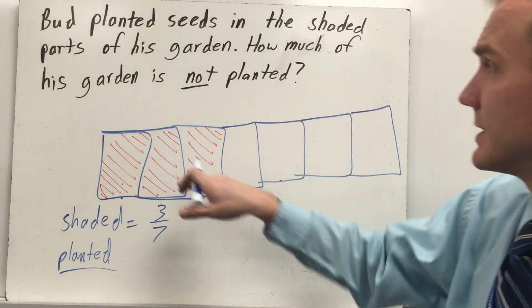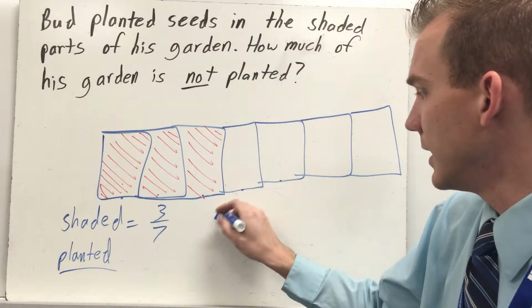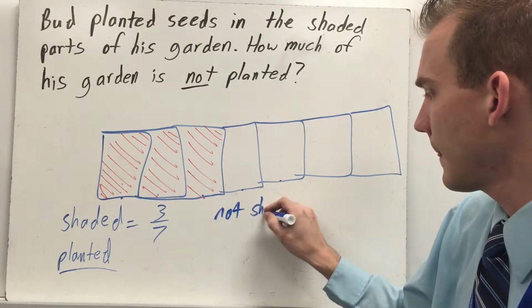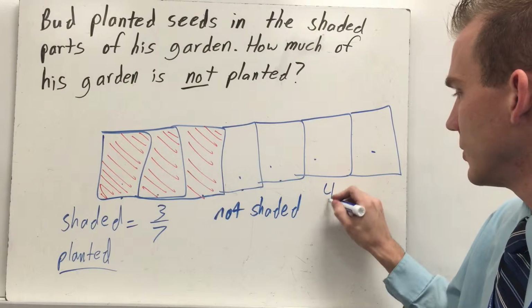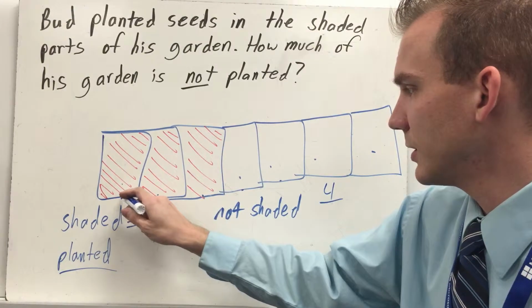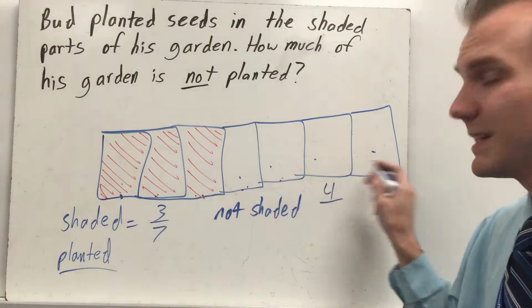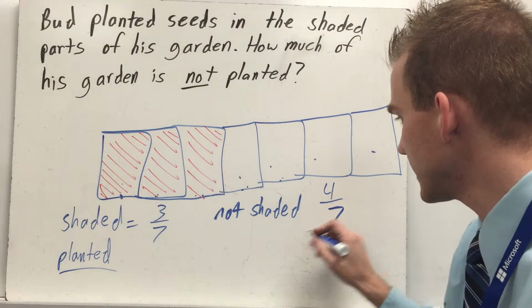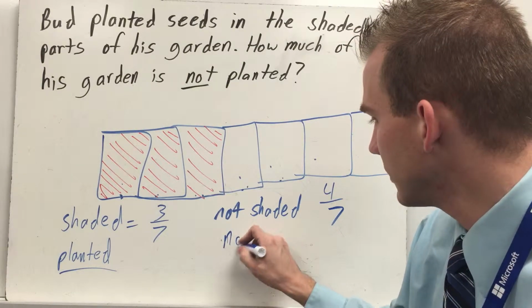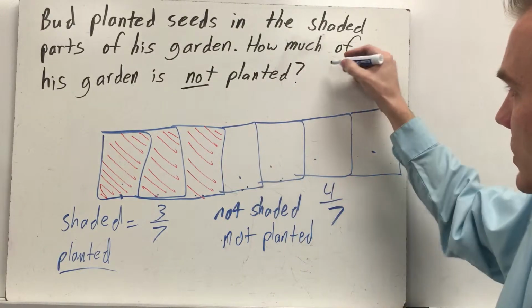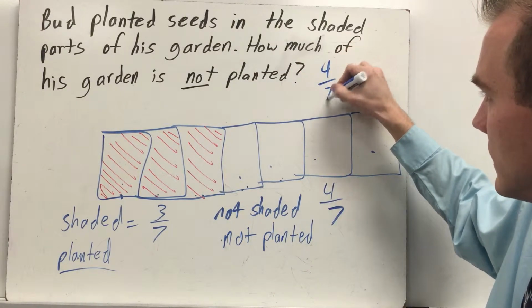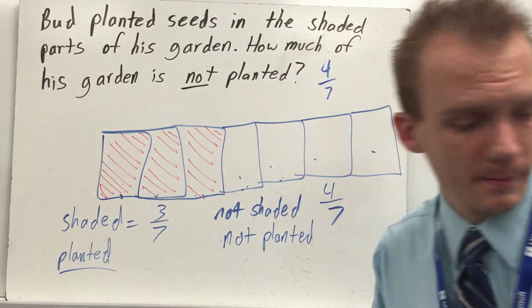However, it wants to know how much is not planted. So in that case, not shaded, 1, 2, 3, 4 is my numerator. My denominator is still going to be 7. 1, 2, 3, 4, 5, 6, 7. 4/7. And that would be the not planted. So the answer to the question is 4/7 is not planted.